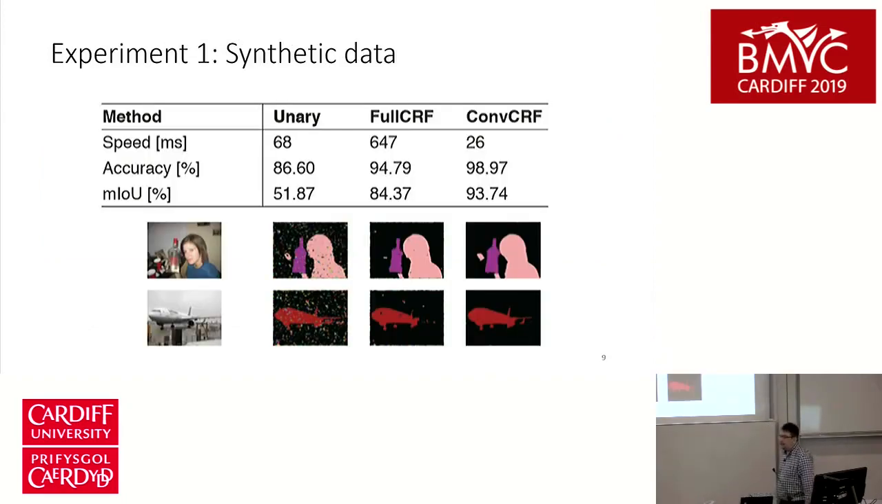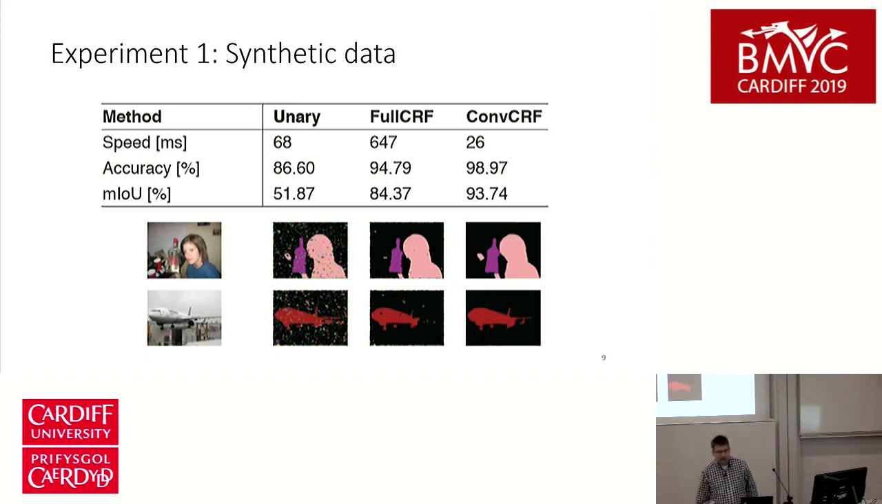So let's have a look at some experimental results. For the first experiment, I basically create some synthetic data by taking the actual label of an image. First downsample it quite a bit, then upsample it again in order to get some issues along the borders, add some noise, and then have my CRFs clean it up. It's worth mentioning that for the first experiment, I don't apply any training.